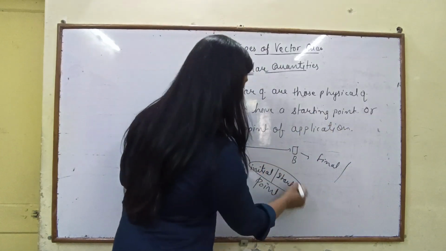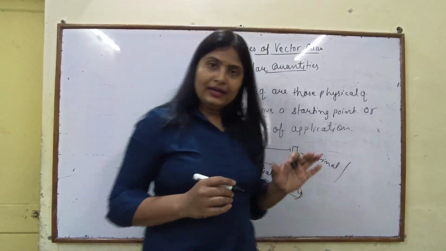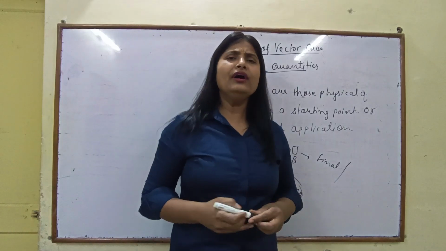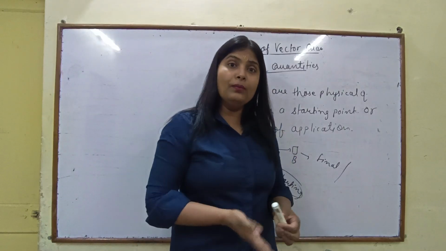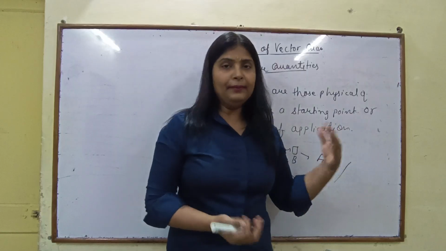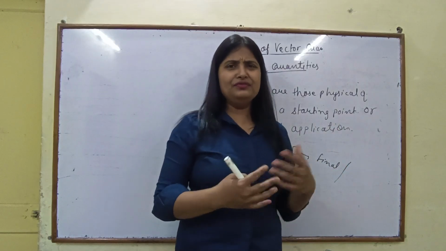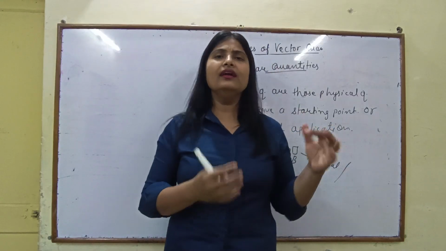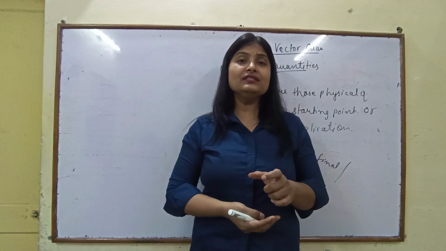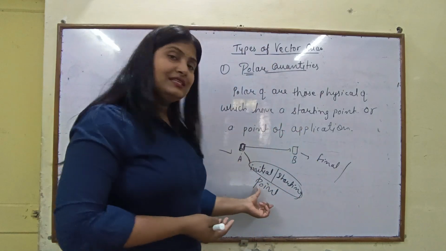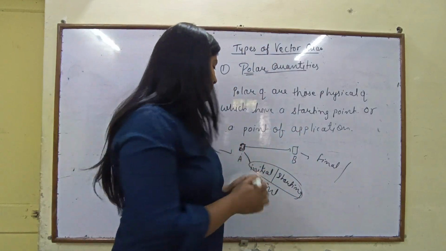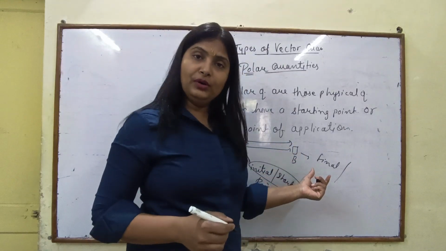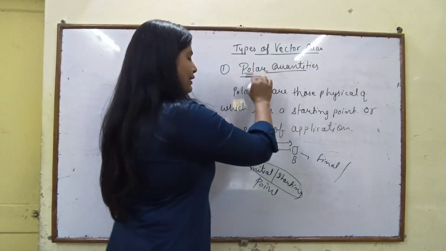So a starting point exists here. When we start moving, we have a starting or initial point, like our home, a coaching, a market, whatever it is, from where you start moving or start driving, running, walking, etc. All these starting points exist here. So the displacement from point A to point B is a polar quantity.